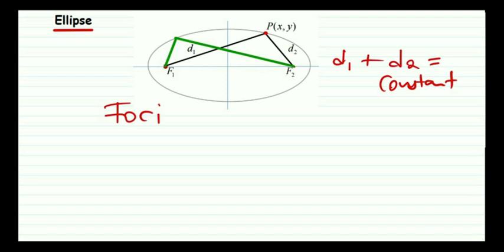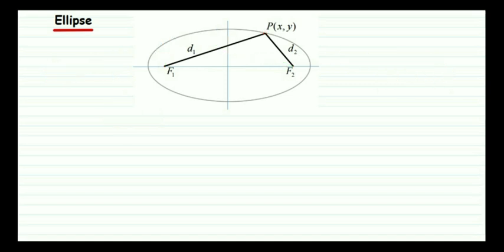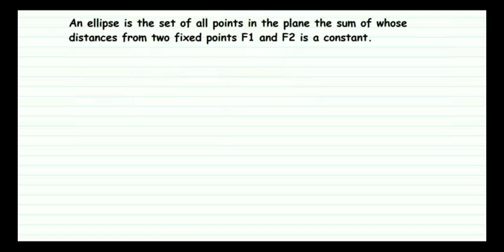If we are to actually call it d3, d4, so d3 plus d4 would also be equal to the constant. That's basically what an ellipse is. So plainly I've written down for you: a set of all points in the plane where the sum of the distances to the points f1 and f2 is a constant. So this is another form of a definition: a set of all points in the plane, the sum of whose distances from 2 fixed points is a constant.